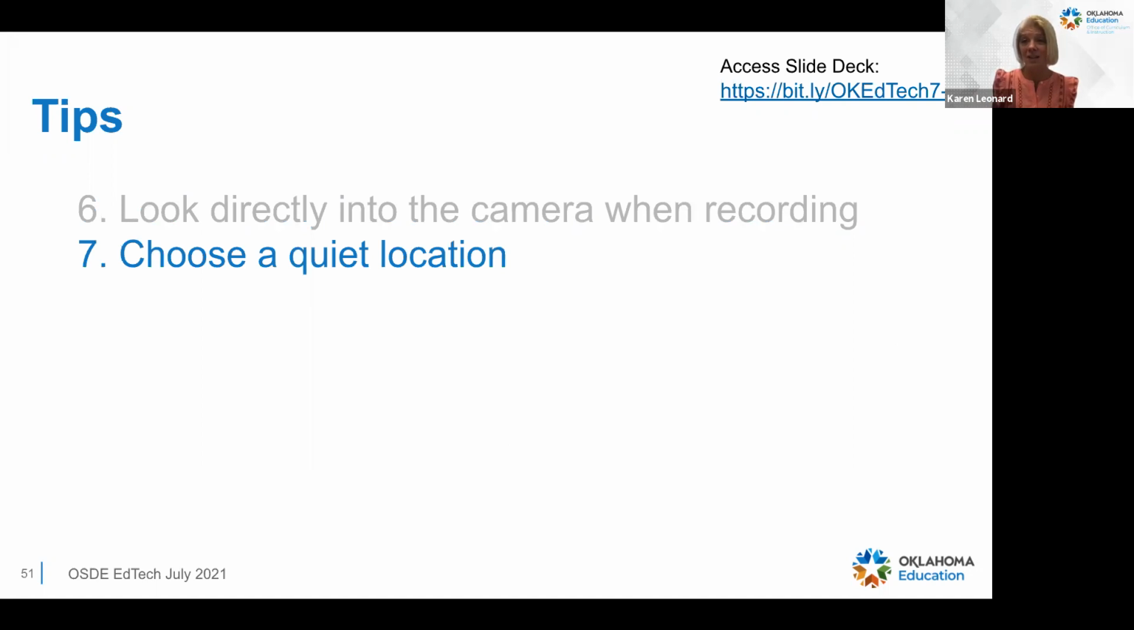Choose a quiet location. I have an obvious background on my screen right now to make sure that if there are birds or planes that fly by out the window, it's not distracting. We'll also make sure that you're in a quiet location so what's going on around you does not become part of that video.